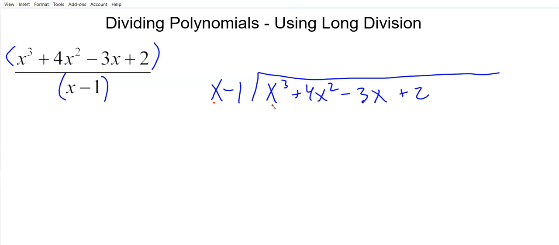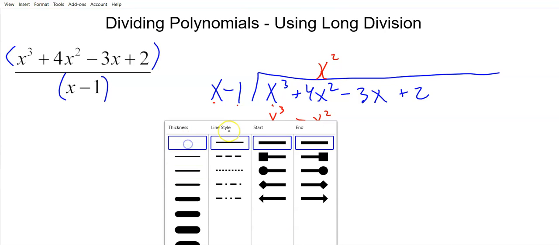So just the first term. x times what is x cubed? That would be x squared. And so I'm going to put x squared in the x squared column, above the other x squared terms here. Now that gets multiplied by both terms and I put it down below. x squared times x is x to the third. It's no surprise it matches that first term. x squared times negative 1 is minus x squared, or minus 1x squared.